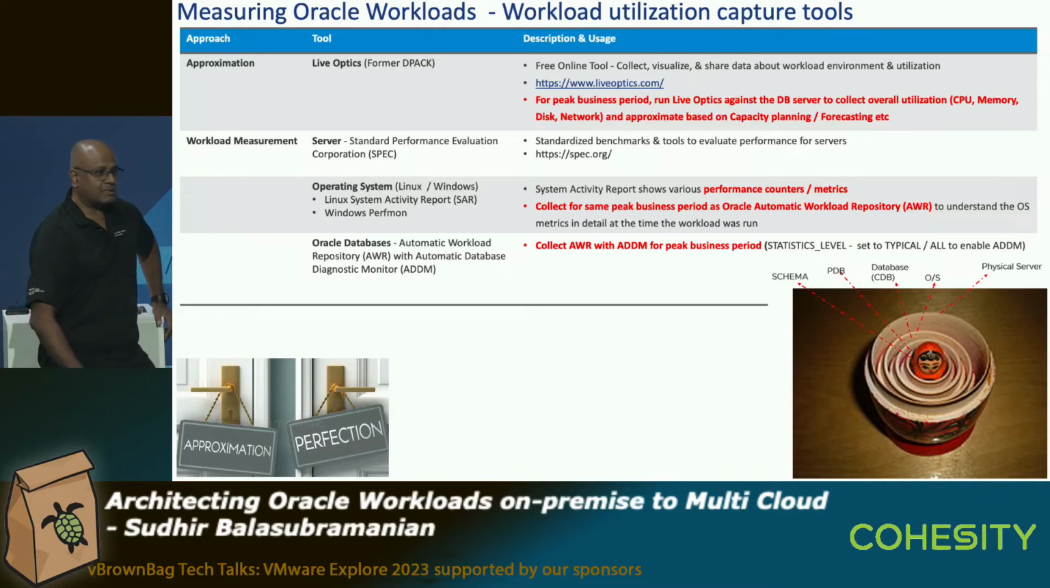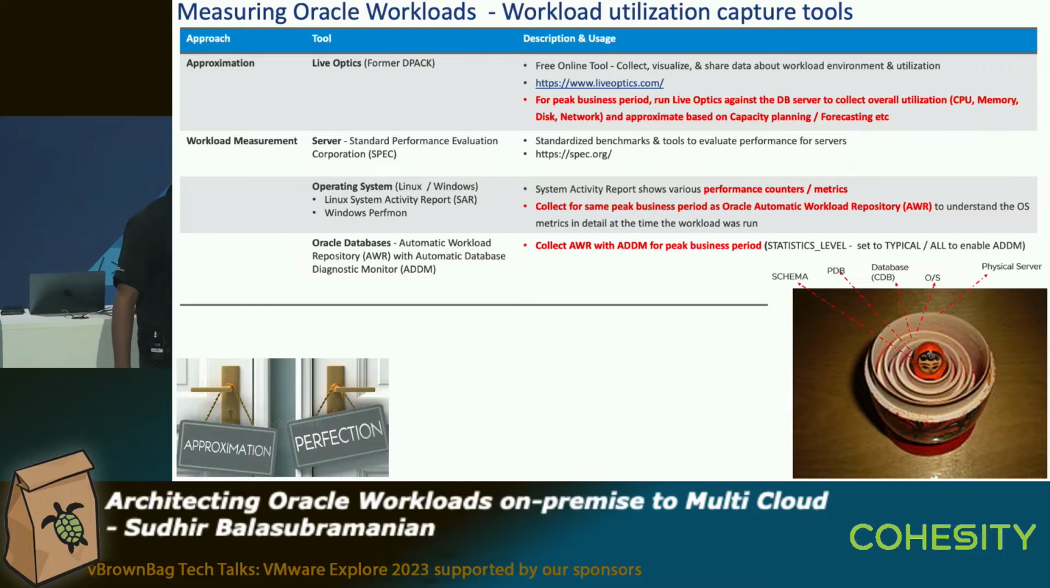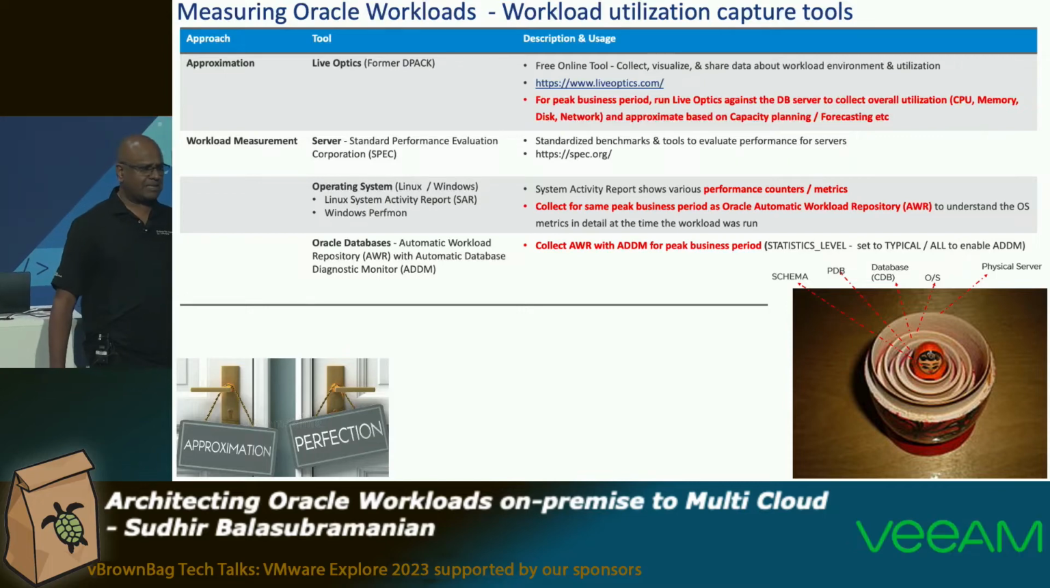I can give you another use case. My CIO basically said, I don't want you to do this science project. Just tell me the number of servers you want so I can budget for it, right? In which case, you need to go back to your business and ask them, can you identify a peak business period?